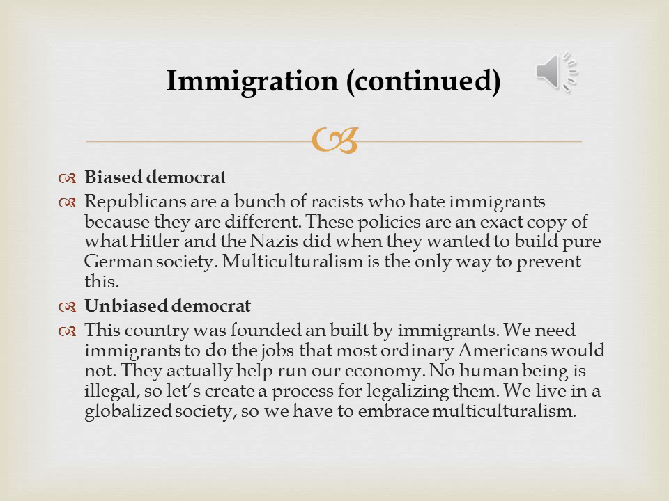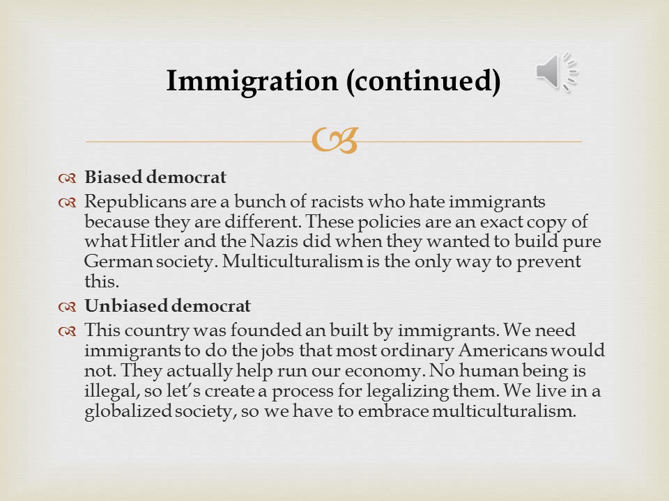Now, an unbiased Democrat would argue something along these lines. This country was founded and built by immigrants. We need immigrants to do the jobs that most ordinary Americans would not. Most immigrants do very, very low-paying jobs. And another argument would be that they actually help run our economy by doing these jobs that most Americans would not be willing to do. And no human being is illegal, so let's create a process for legalizing them. Let's make sure they're legalized. It will be a humane way of dealing with these people.